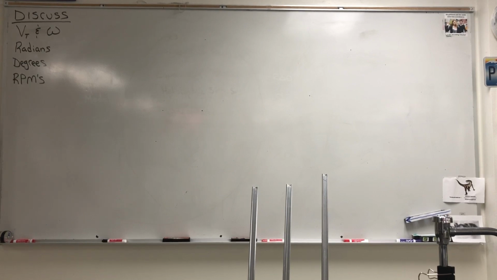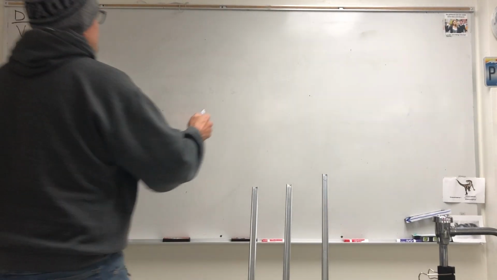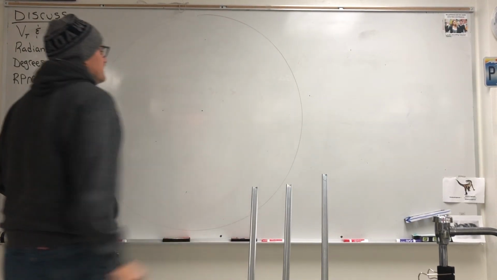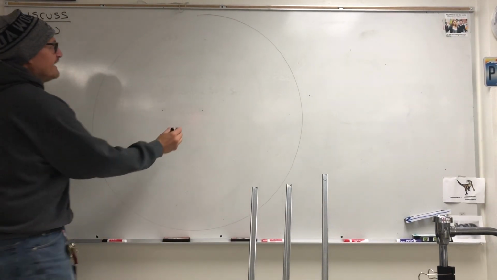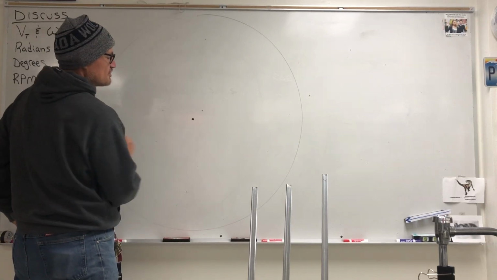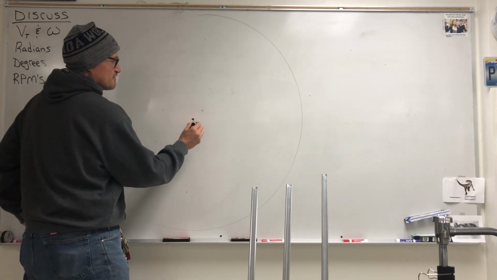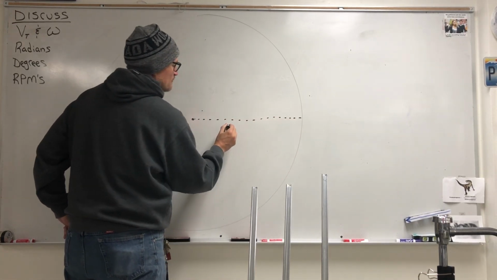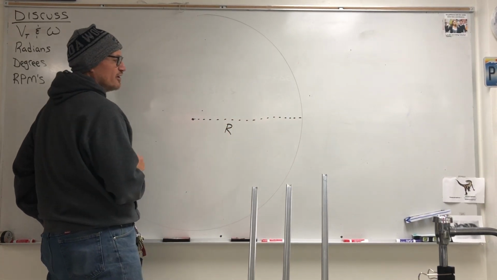So in this video lecture, we're going to discuss tangential velocity, omega, which is angular speed or angular velocity, radians, degrees, and RPMs. Okay, so take a look at a circle here real quick. There's a circle, and we'll assume this is the center of the circle. And this here we'll call the radius r.